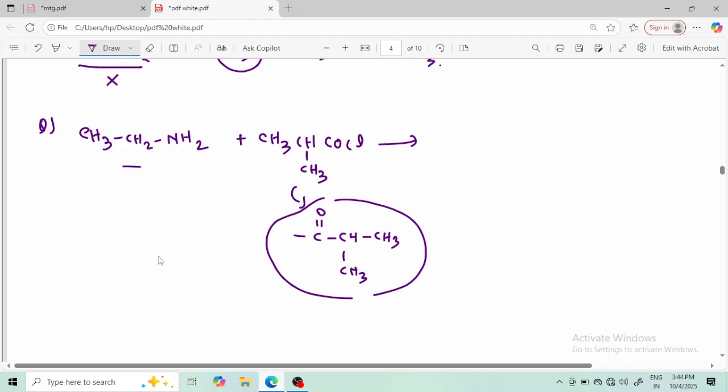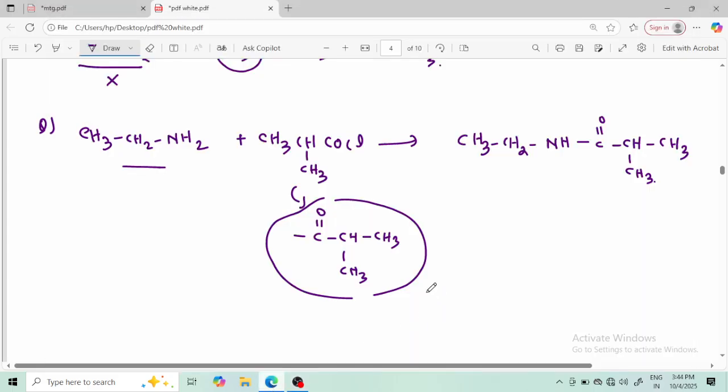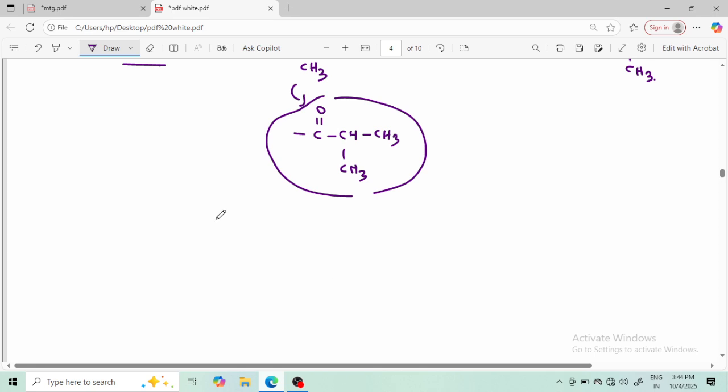Now from this part, you remove one hydrogen. So your answer will be CH3, CH2, NH, and then C double bond O, CH, CH3 and CH3. That will be the answer. Okay, let's do another question. Suppose I am giving you CH3, CH, CH3 and NH2. Let's say it's reacting with CH3, COO, CH2 and CH3.